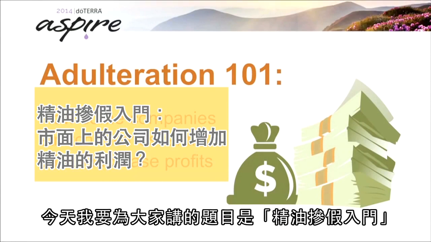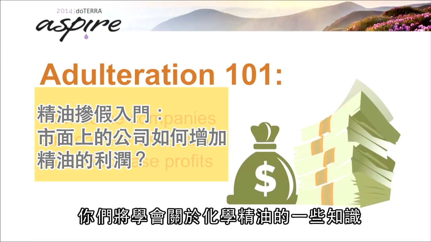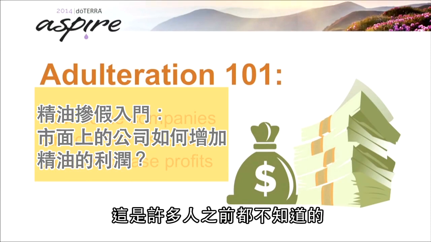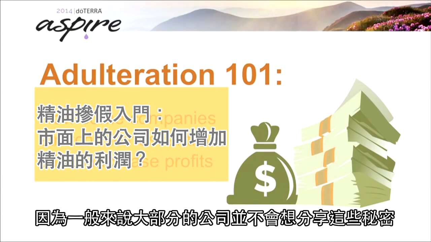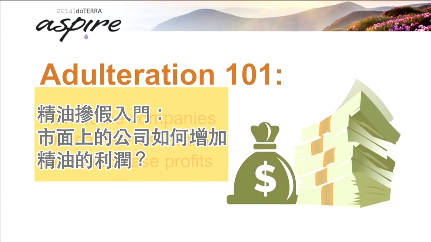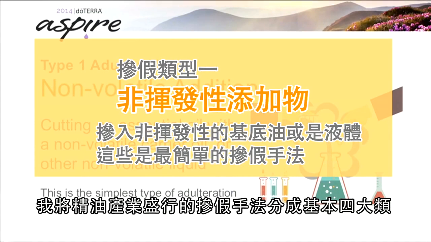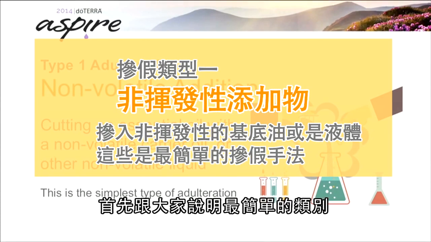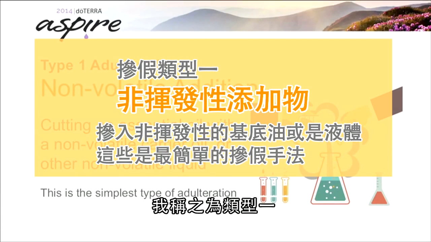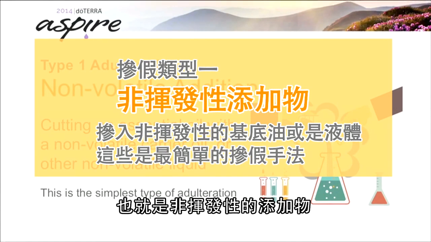I'm going to title this lesson Adulteration 101. And you're going to learn some things about essential oil chemistry that most people will never learn, or until now, because companies generally don't like to share these kind of secrets. So I've classified 4 basic types of adulteration that occur in the essential oil industry. And I'm going to start with the simplest type, which I call type 1, or non-volatile addition.